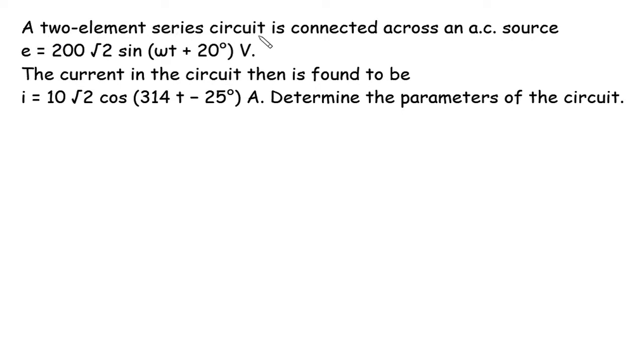A two-element series circuit is connected across an AC source. E is equal to 200 root 2 sine(omega t plus 20 degree) volt. The current in the circuit is then found to be I is equal to 10 root 2 cos(314 t minus 25 degree) ampere. Determine the parameters of the circuit.